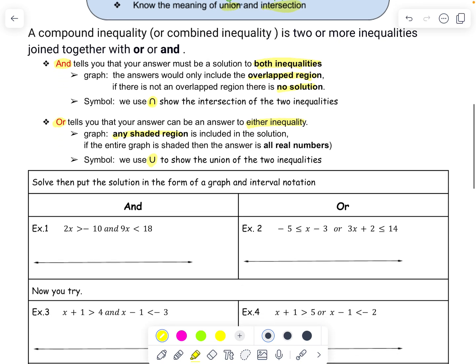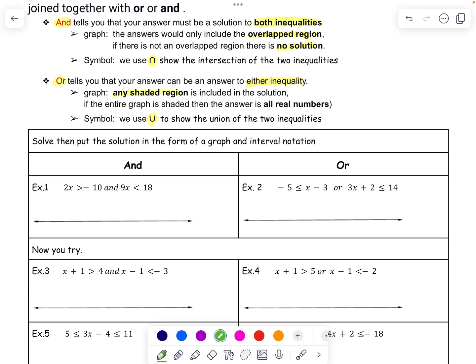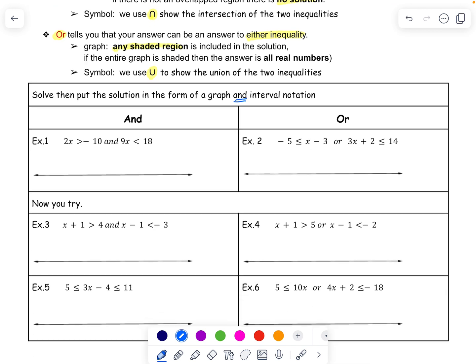Okay, so let's investigate a little bit first through some examples. So solve, then put the solution in the form of a graph and interval notation. So make sure you do both, right? So here's some examples of ands. So if they just simply said this inequality and this inequality, the first thing we would do is solve. So here we divide by 2, remembering if we divide by a negative, we have to change the inequality. We get x is greater than negative 5.